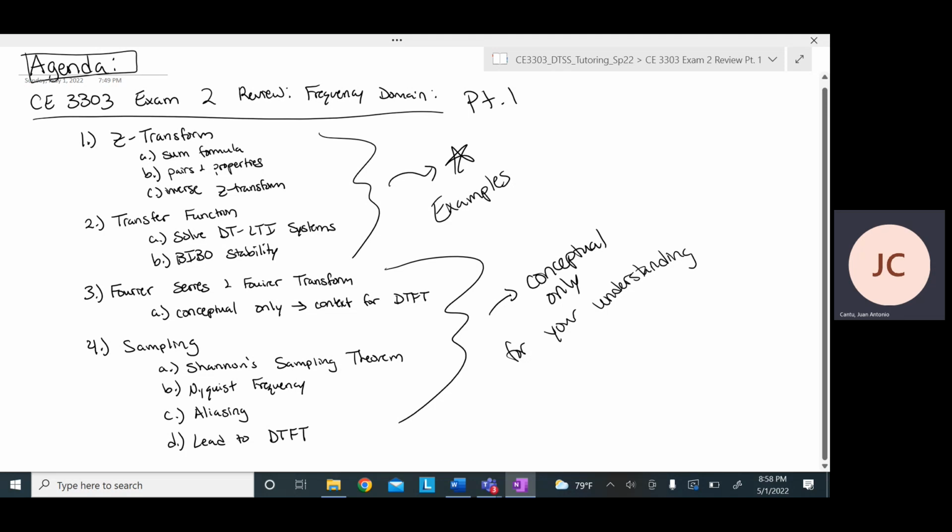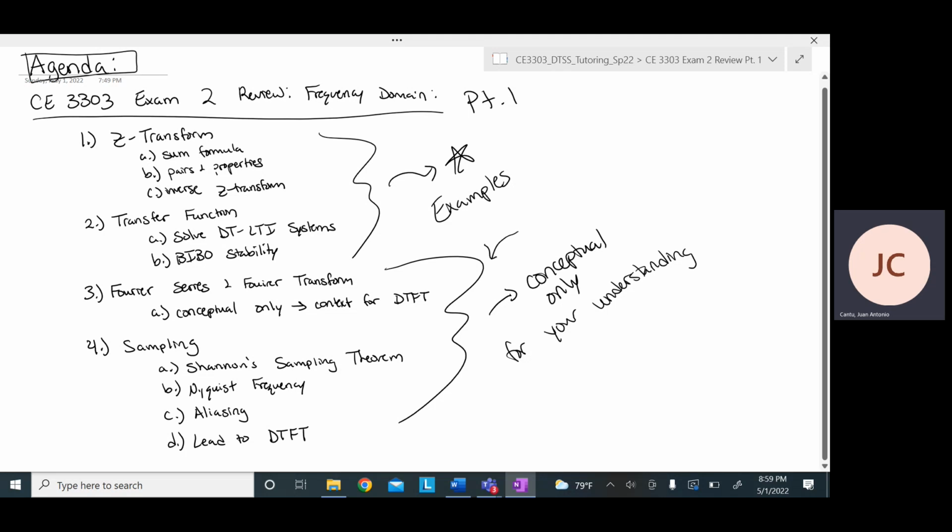3 and 4 are going to be basically conceptual stuff only. I'll cover the Fourier series, Fourier transform, and sampling, and this is really for your better understanding of what some of the later stuff in the course is covering, mainly context for what DTFT is. I won't have any examples because I don't believe you'll have any examples of these on your test. But for those who do really enjoy this class and want to understand more, that's what this section will be for. If not, if you're just trying to understand the math so you can get through the test, feel free to skip this part.